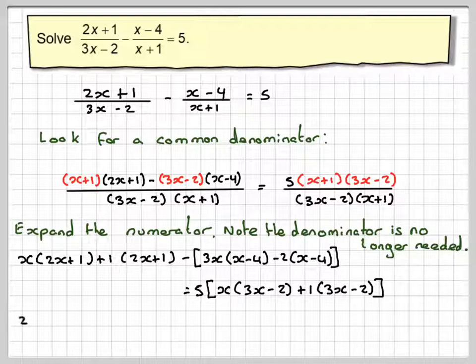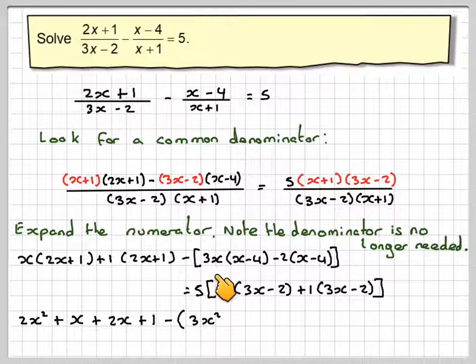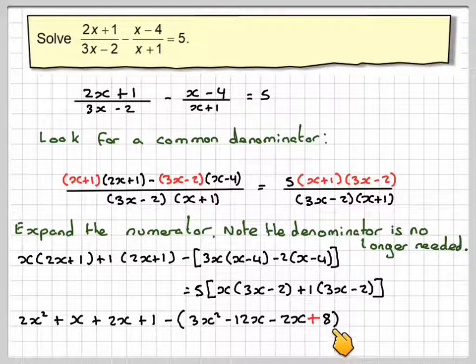Carrying on, expanding here, we're going to get 2x squared plus x plus 2x plus 1 minus, we're still going to need a bracket because we haven't taken the minus sign into brackets. Let's just do this at first. 3x times x gives me 3x squared. 3x times minus 4 gives me minus 12x. Minus 2 times x gives me minus 2x. Minus 2 times a minus 4 gives me plus 8. Close off the bracket. So the idea is don't try to do too much in any one go.